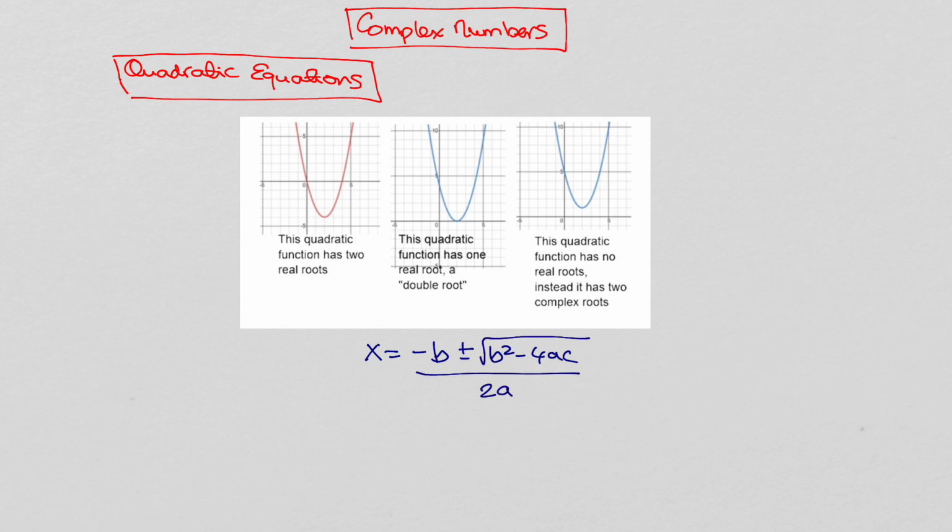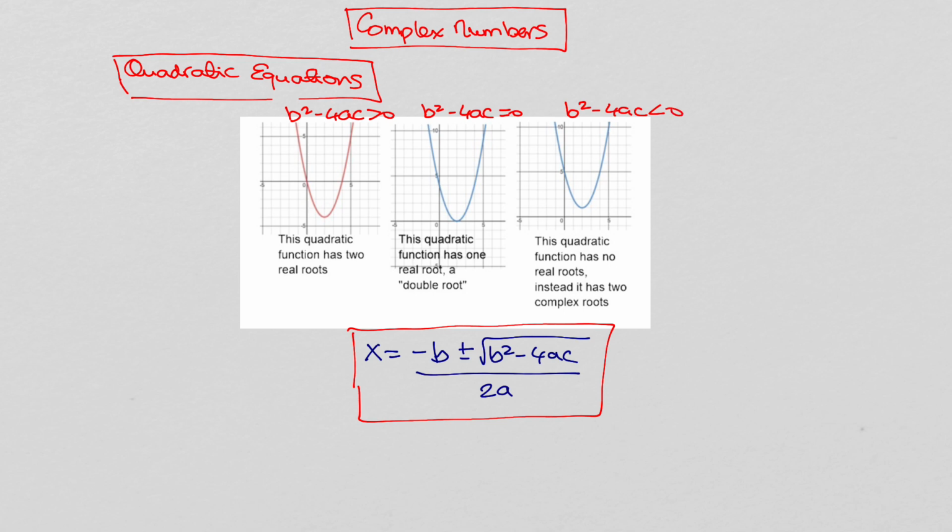that the part of this equation that represents the roots is called the discriminant, or the determinant. Well, in the first graph, we know that b squared minus 4ac has to be greater than 0. In the second graph, b squared minus 4ac equals 0. And in the third graph, b squared minus 4ac is less than 0.